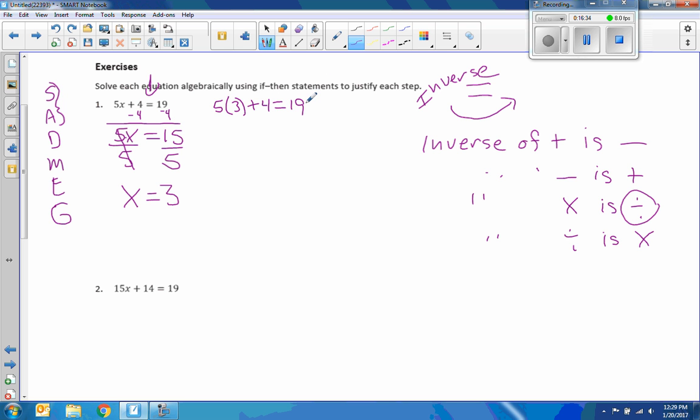5 times 3 plus 4 equals 19. Multiplication, so we're doing PEMDAS now. 5 times 3 is 15. Plus 4 equals 19. 15 plus 4 equals 19. And 19 does equal 19.